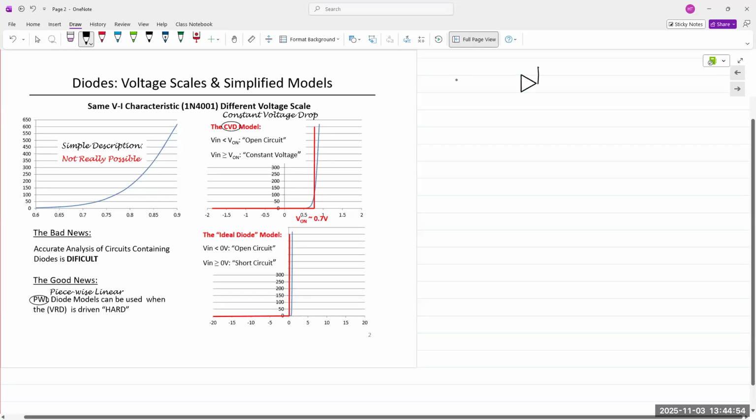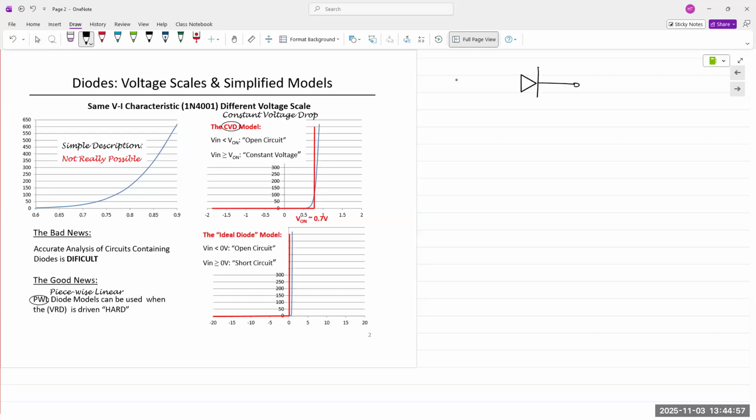is a two-terminal device, and it is also a one-way device, right? Current flows from anode to cathode. Anode is positive, cathode is negative. So this is ID, and this is VD. Now, because this is a nonlinear device, voltage and current have a nonlinear relationship, so we can use approximate models. And so the models that we're going to use are ideal diode and constant voltage drop.